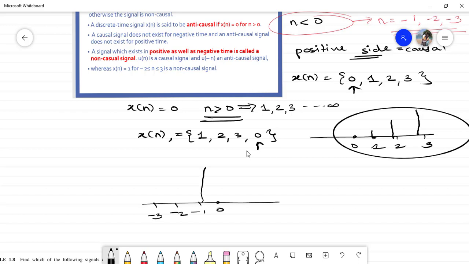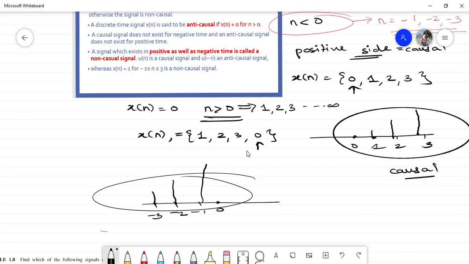Okay, so when the entire plot of the signal is on the negative side, like it is here, that time your signal is anti-causal. Okay, so this is your causal. Positive side is equal to causal, negative side is equal to anti-causal.